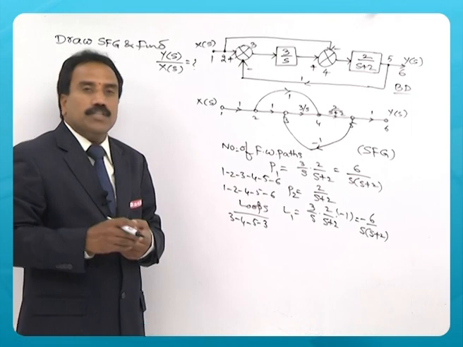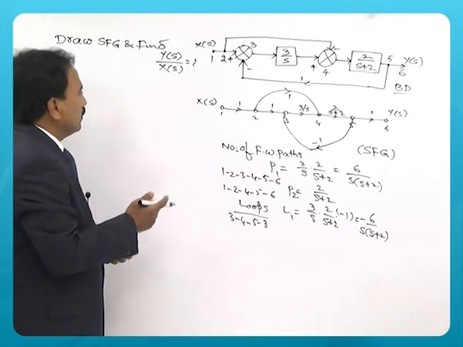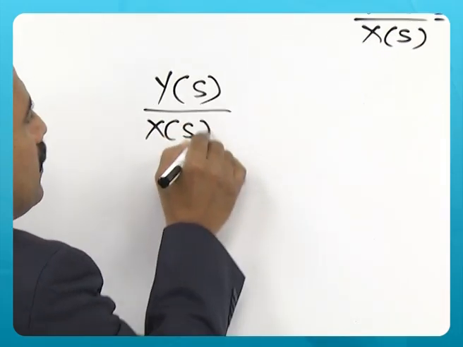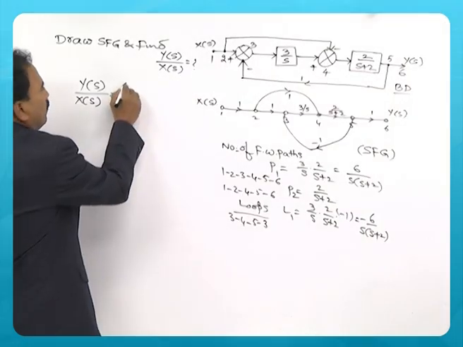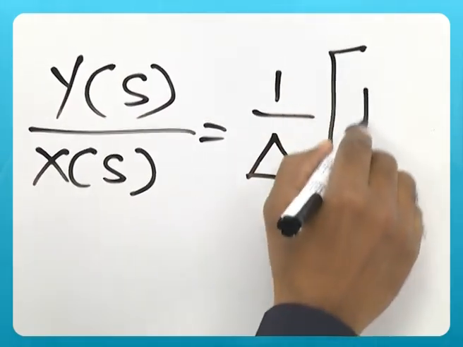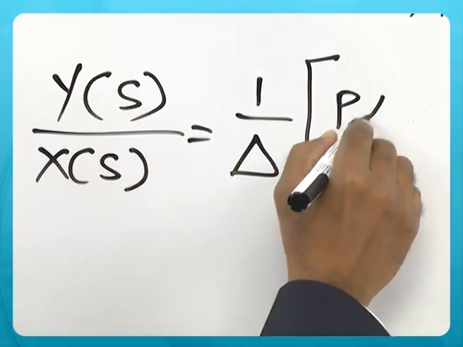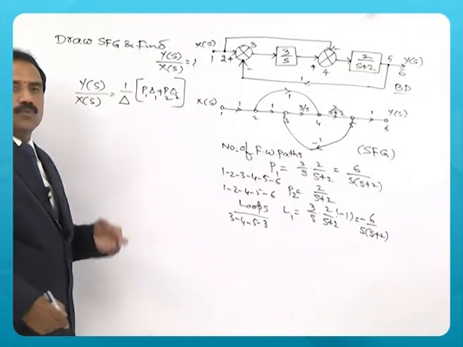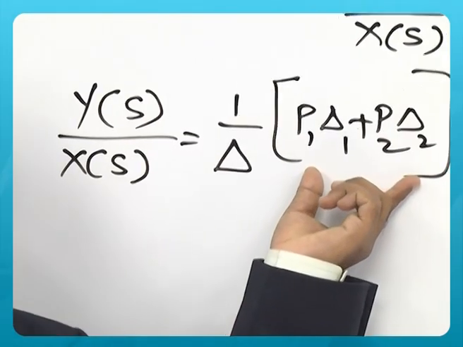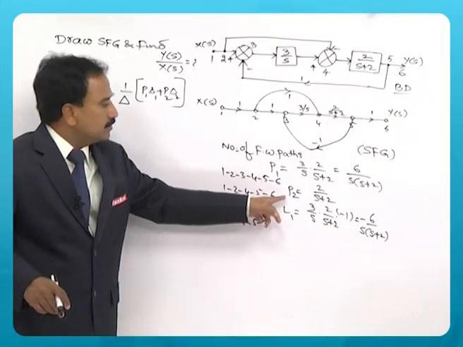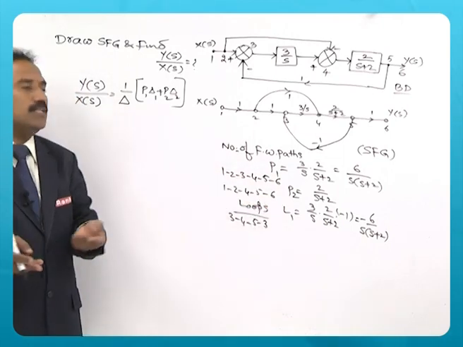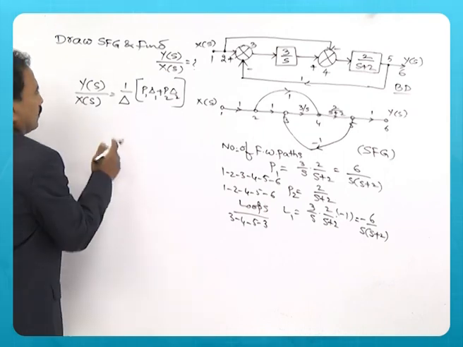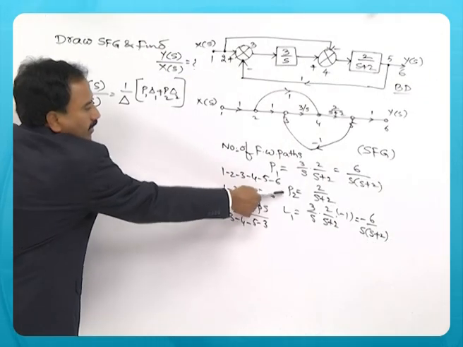Now we need to apply Mason's gain formula to find out y of s by x of s, which is equal to 1 by delta into P1 delta 1 plus P2 delta 2. Two terms exist in this because there are two forward paths. If 3 forward paths are there, then there are 3 terms in that. Now P1 and P2 are already indicated here.